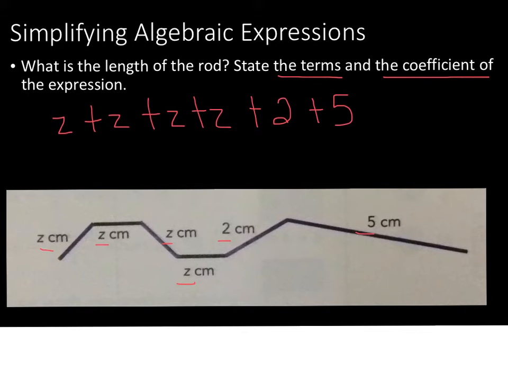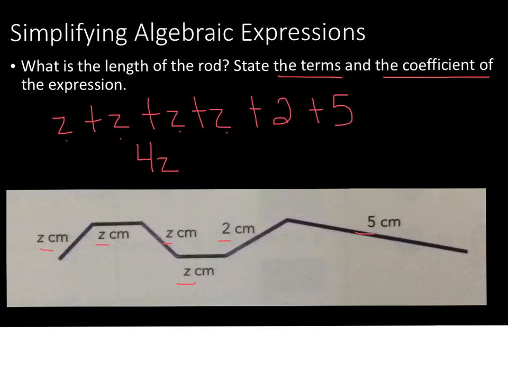So the first thing I'm going to do is simplify my expression. Okay? Now, all of these variables are considered like terms. They're the exact same variable and they don't have any exponents. So what I'm going to do is combine them because I know that z plus z plus z plus z is the same thing as 4 times z. So I'm going to make this 4z.